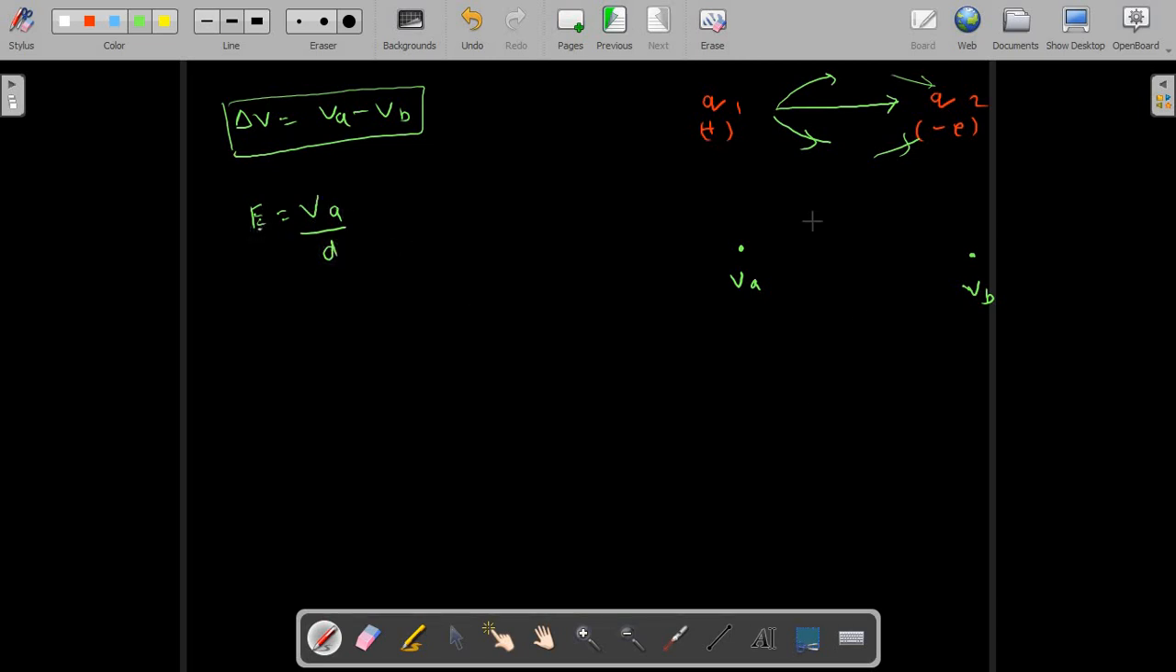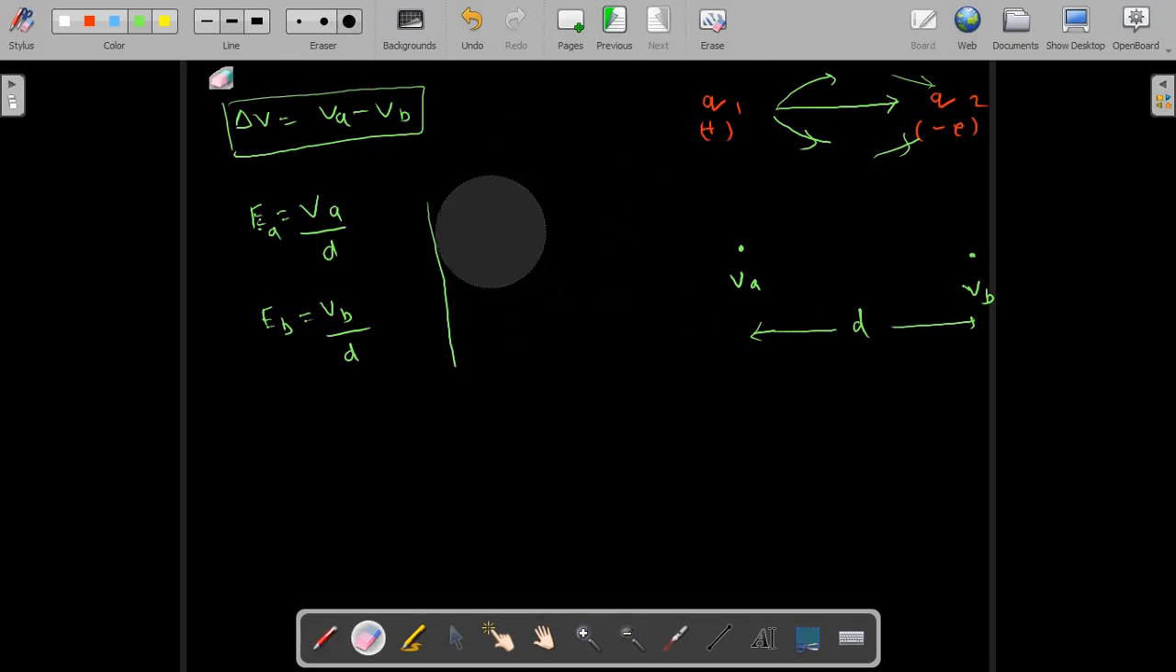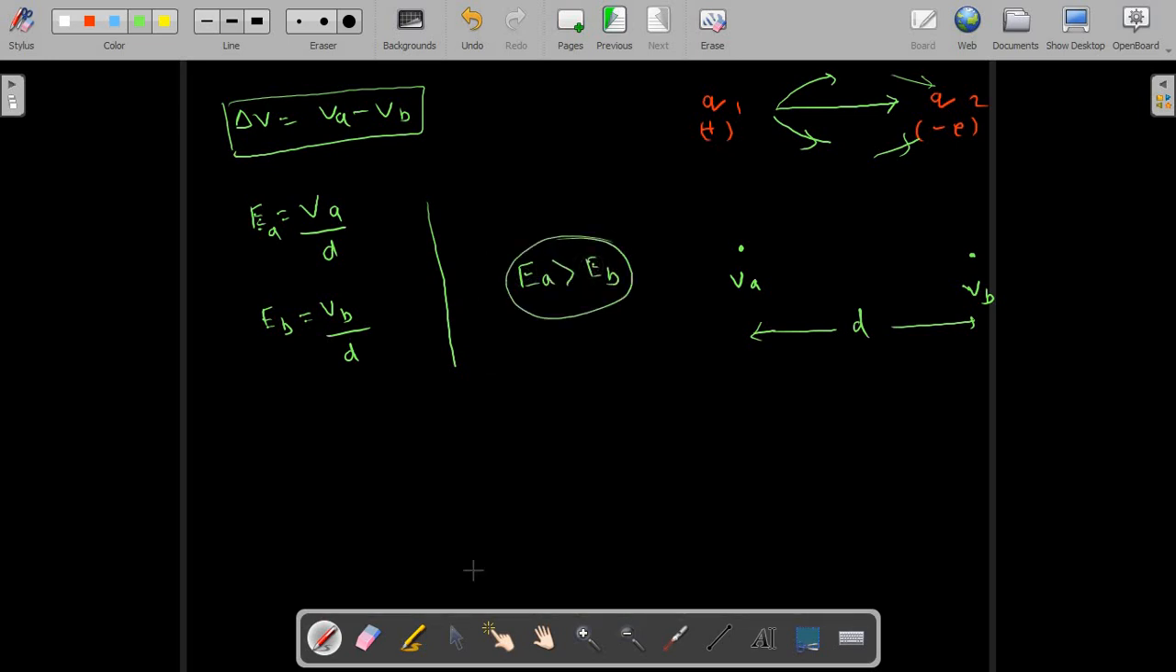The separation between the plates is D. So E can be written as VA over D, and EB can be written as VB over D, right? Yes. Okay. So suppose I say that EA is greater than EB. If the electric field at point A is greater than at point B, what happens?